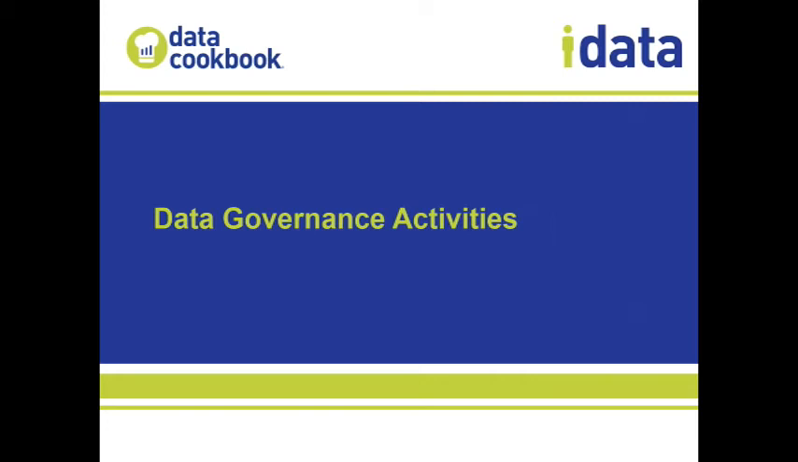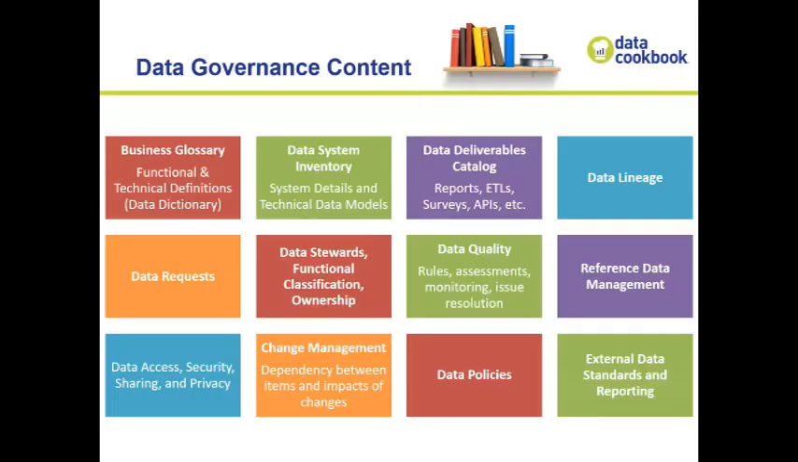The next thing I'll talk about are those activities of data governance that those roles are going to interact with. I'm not going to go into all of this, but you've probably seen it if you've been in any of our other sessions. This is our breakdown of what we call the data governance content: your business glossary, the data system inventory, data deliverables catalog, data request, data quality issues and monitoring, and reference data management. So there's all these things.